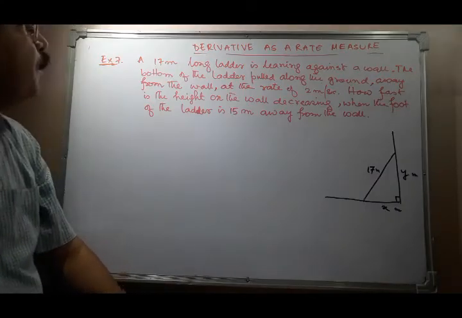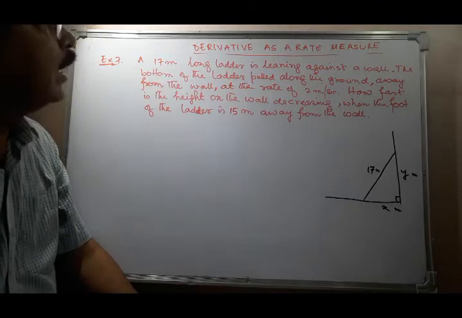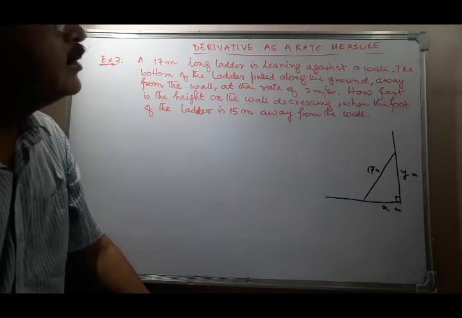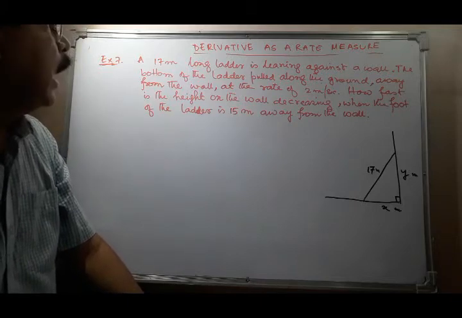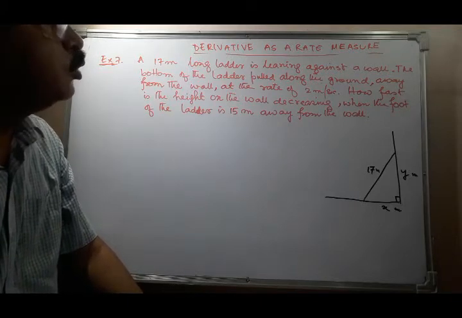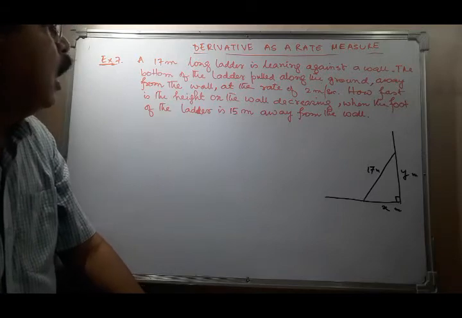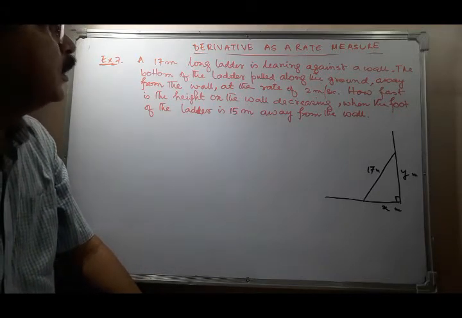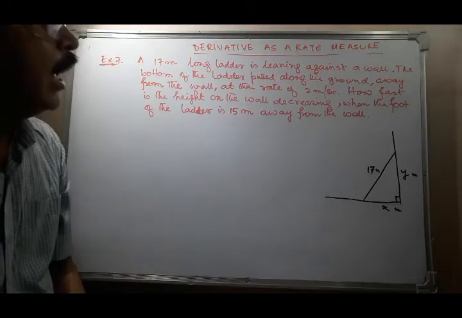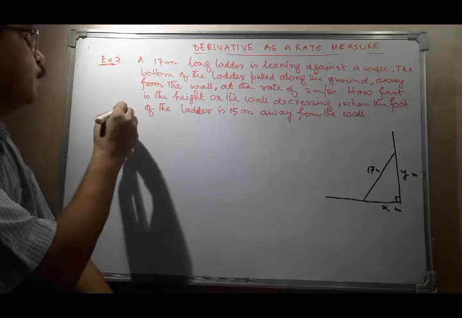Example 7. A 17-meter long ladder is leaning against a wall. The bottom of the ladder is pulled along the ground away from the wall at the rate of 2 meters per second. How fast is the height on the wall decreasing when the foot of the ladder is 15 meters away from the wall? Solution.